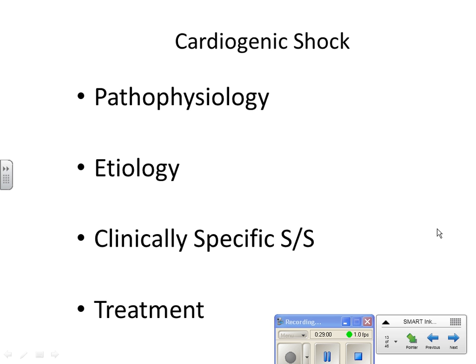A lot of the treatments for cardiogenic shock, the basic treatments, are going to be very similar to acute CHF. Diuretics, nitrates, afterload reducers, preload reducers.